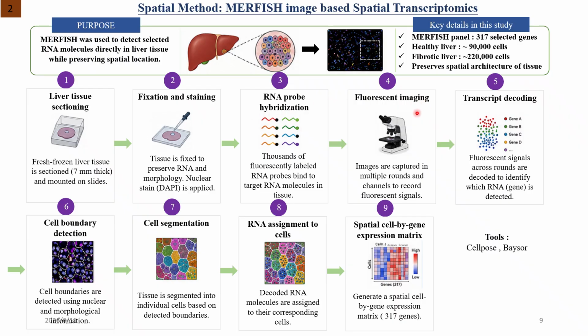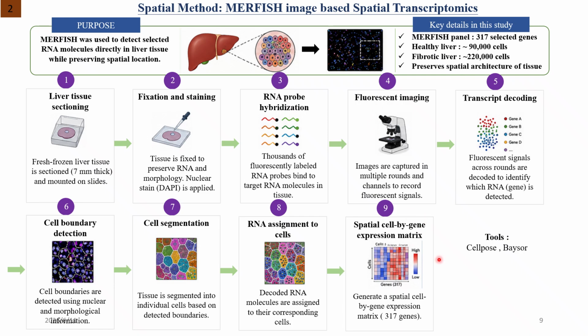Step 4. Fluorescent imaging is performed in multiple rounds to capture RNA signals. Step 5. The fluorescent signals are decoded to identify which gene each signal represents. Step 6. Cell boundaries are detected using nuclear and morphology information. Step 7. The tissue is segmented into individual cells using tools like Cellpose. Step 8. The decoded RNA molecules are assigned to their corresponding cells. Step 9. Finally, a spatial cell by gene expression matrix is generated for 317 selected genes.